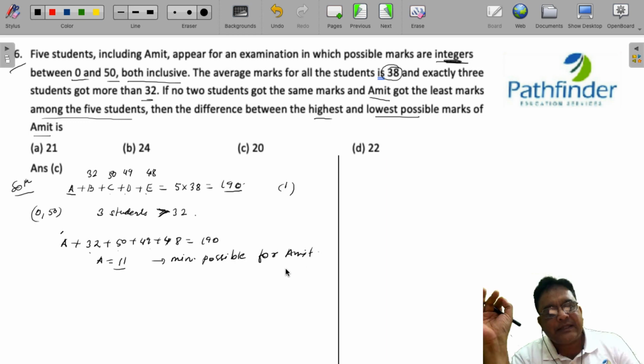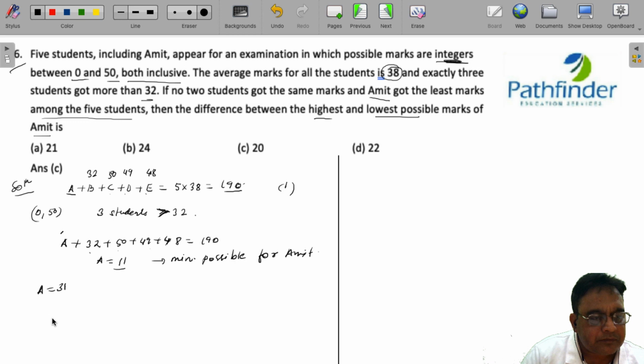Now, what is the maximum possible score for Amit? Now, we know that 3 people have more than 32, so they ought to get more than 32. So, if the 4th person gets 32, the maximum possible marks that Amit can get is 31. All we need to do is check whether, if I substitute Amit's marks as 31 here, and the 4th student, who does not get more than 32, as 32, can we get the score of the remaining 3 people according to the conditions given? So this is equal to 190.